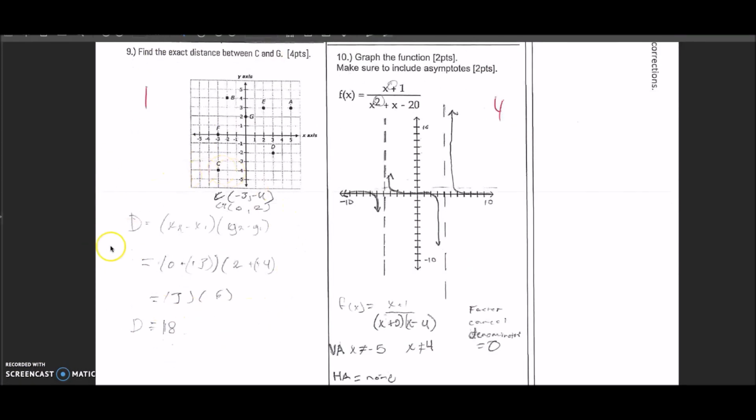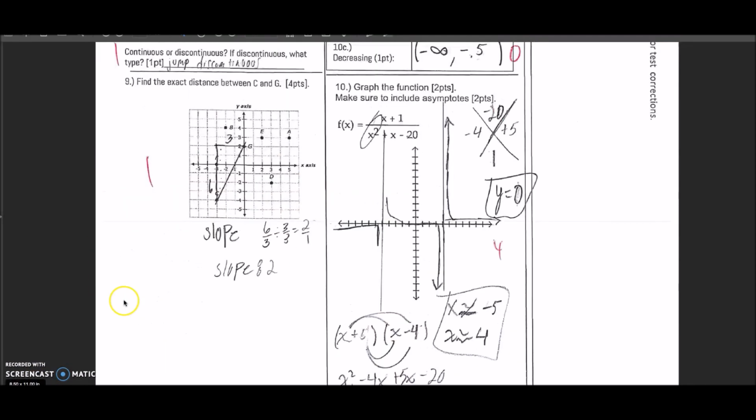Another student example: this student didn't have the formula. Remember, you're allowed to have formula sheets. The student here was trying to find slope. Slope refers to the pitch of the line. I'm trying to find the distance between point C and G, not slope.